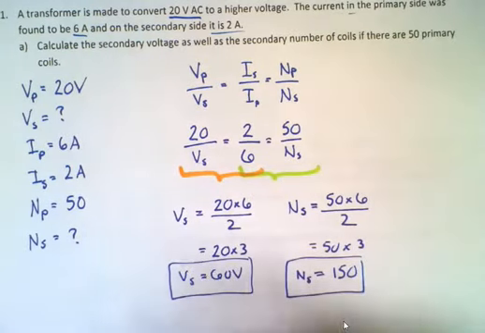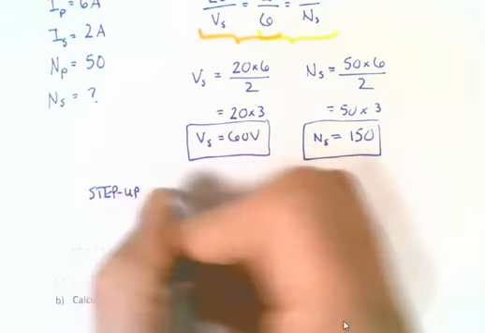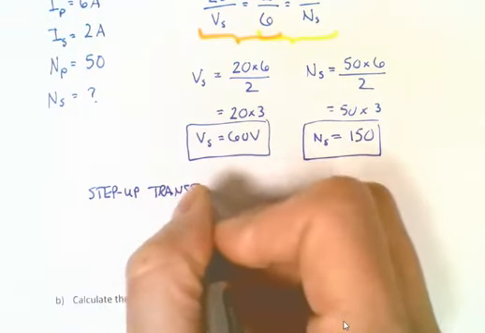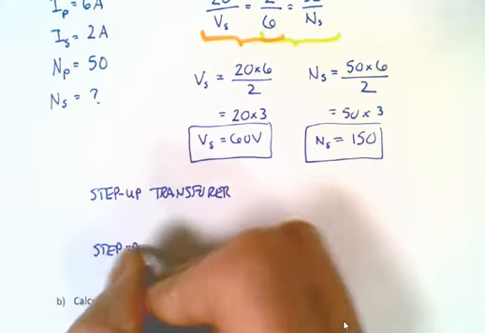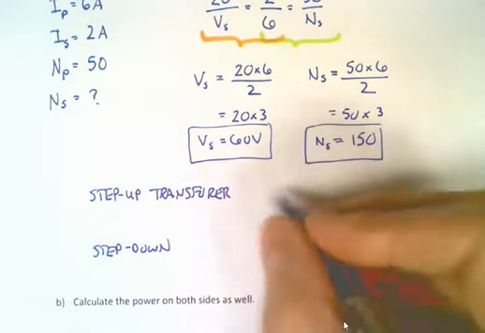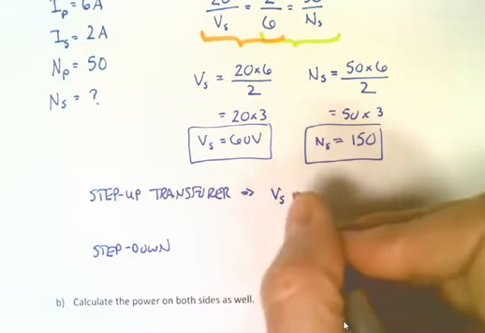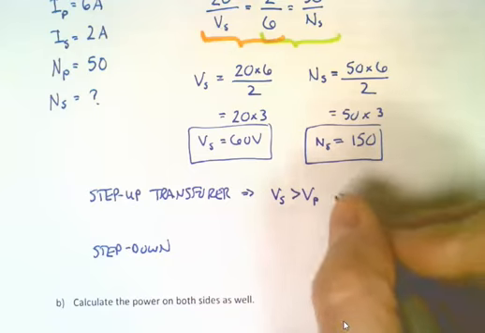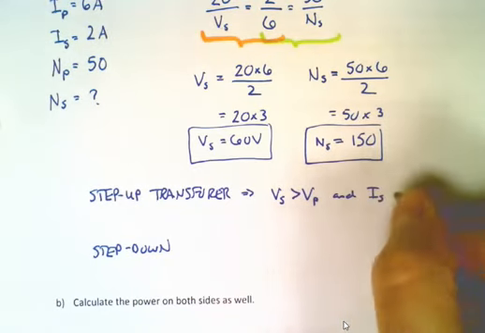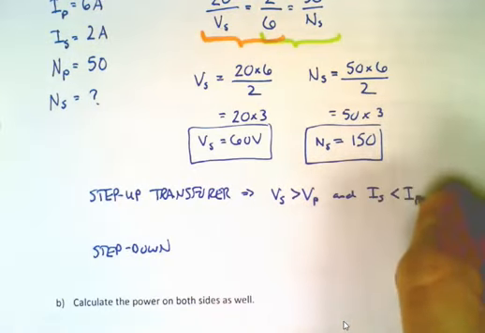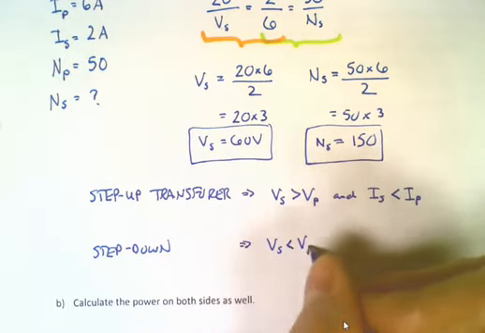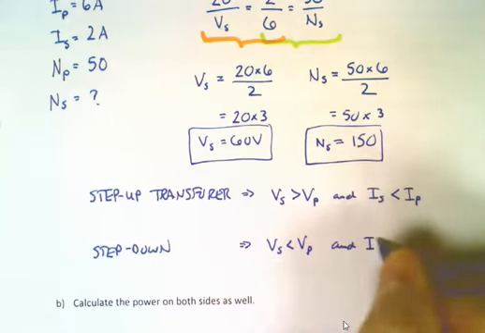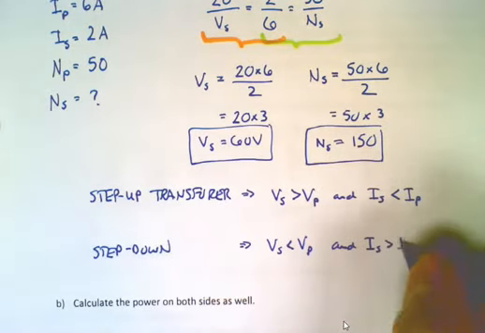So in order for the power to be the same, if we have a step up transformer versus a step down, what we know is that for the step up, the secondary voltage is bigger than the primary voltage, and the secondary current is less than the primary current. For a step down transformer, the secondary current is bigger than the primary current, and the reciprocal is that the voltage is smaller on the secondary side.